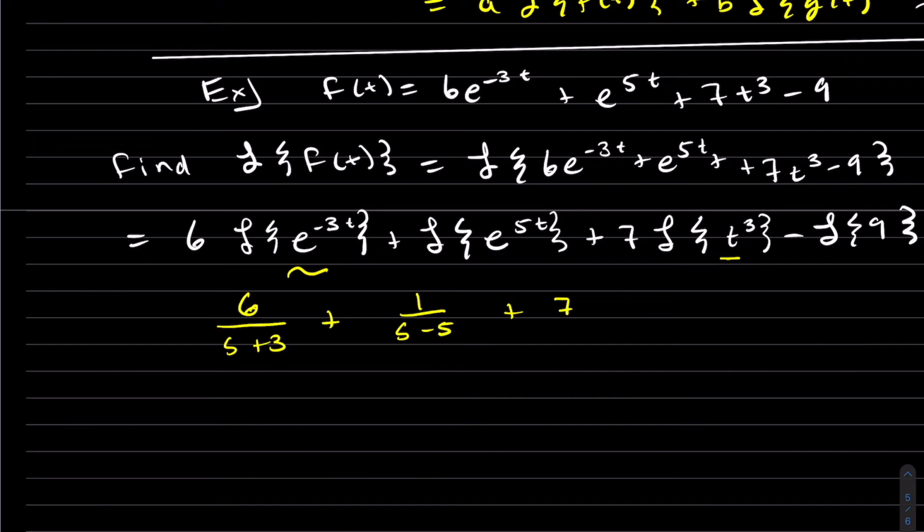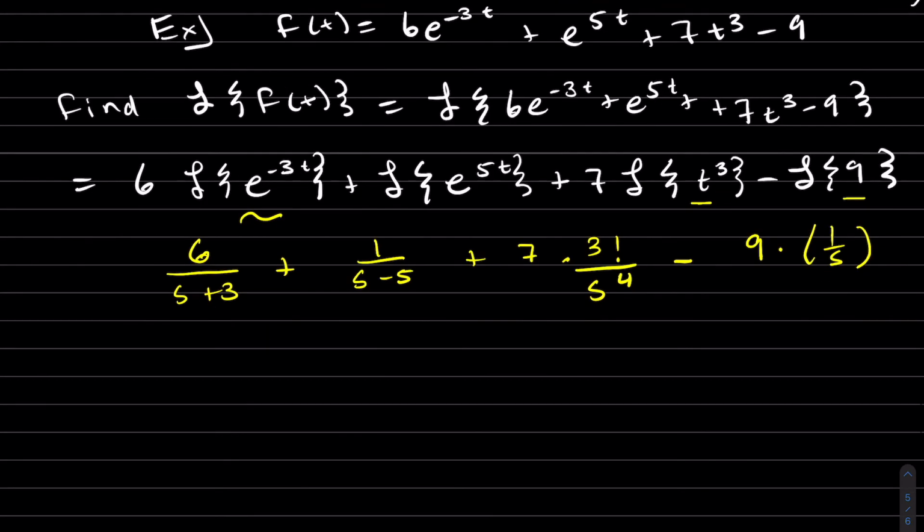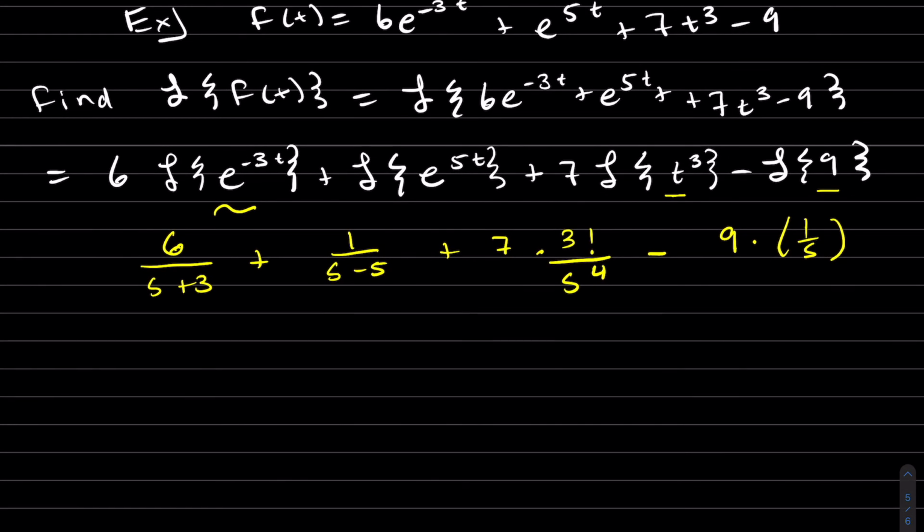This one, remember it's 3 factorial all over s to the 4th. And then minus the constant, it's 9 times 1 over s. We could have pulled that 9 out. It's the same thing. There's not much we can do to simplify it, but I'll do a little tiny bit. Not much. 6 times 7 is 42.